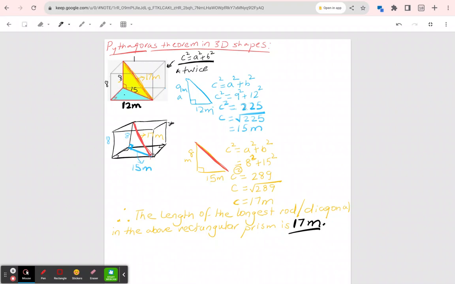Okay, I hope you liked it. I hope you understood the concept. This concept is widely used in 11 general maths, but it actually starts from grade 10 onwards. And so, if you understand the concept right, you can tackle any sort of Pythagoras theorem in 3D shapes. So any sort of 3D shapes.